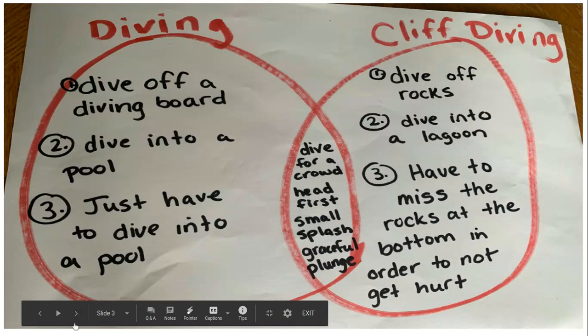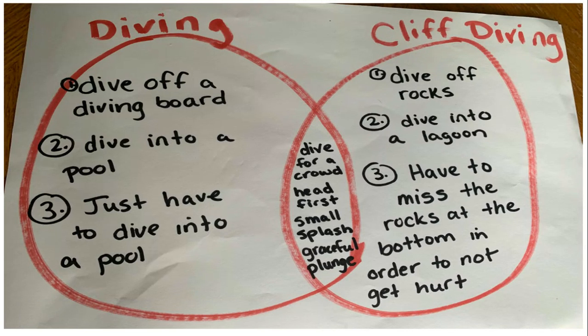All right, so we read a story. I read a story to you about cliff diving, and I hope that you visualize that story. And then we read a story about diving, and it was just a nonfiction book. And then I asked you to do compare and contrast. So I just drew a Venn diagram, and this is what I made. So I did my differences.